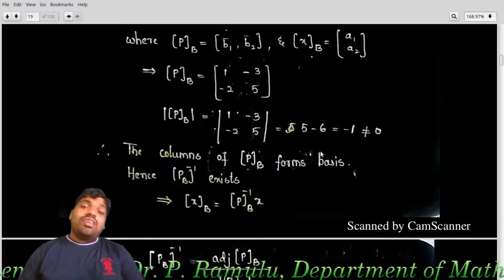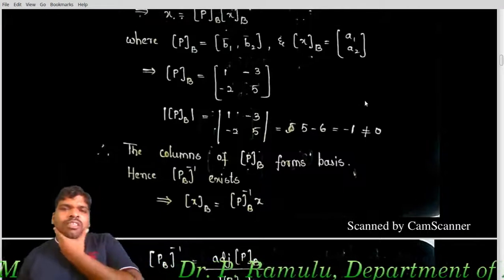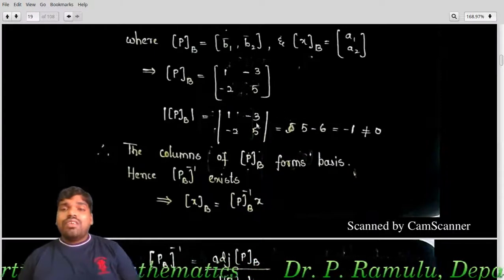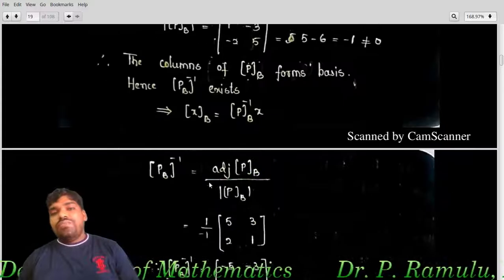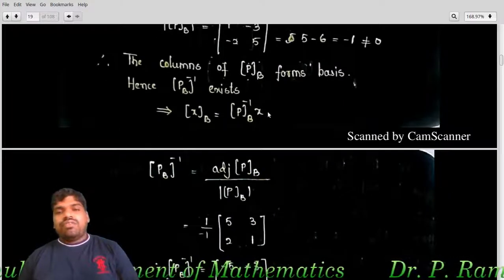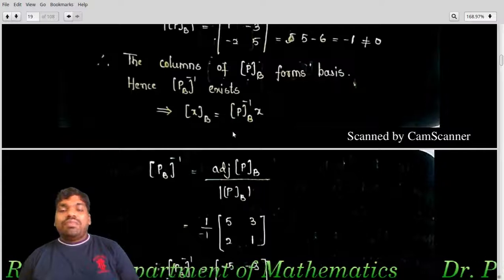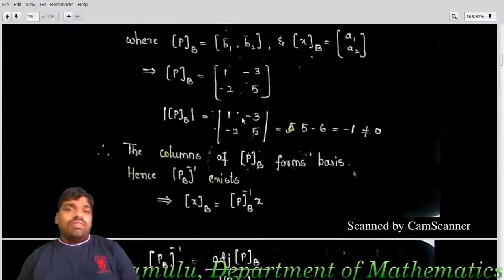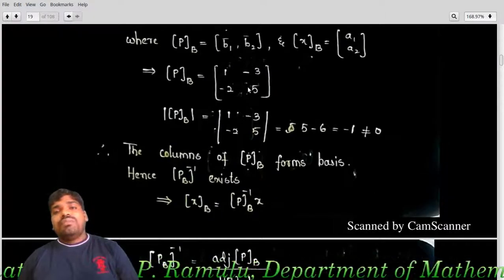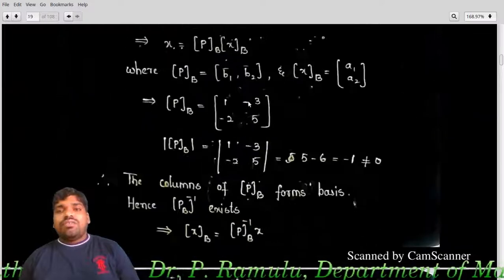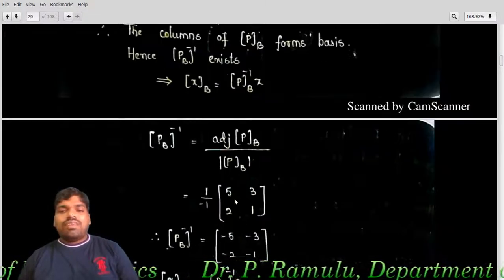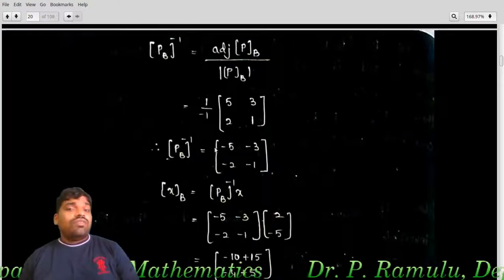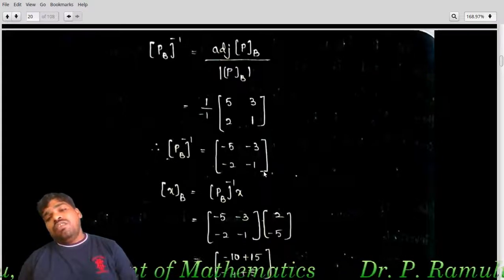These columns are a basis for the vector space. That's why it forms a basis. And since the determinant is not equal to 0, P_B inverse exists, which implies [x]_B = P_B inverse x. What is P_B inverse? P_B inverse is the adjoint of P_B divided by the determinant of P_B. The adjoint of a matrix [a b; c d] is [d -b; -c a], so here the entries d and a swap and the signs of b and c change. The determinant is -1. Therefore, P_B inverse = [-5 -3; -2 -1].